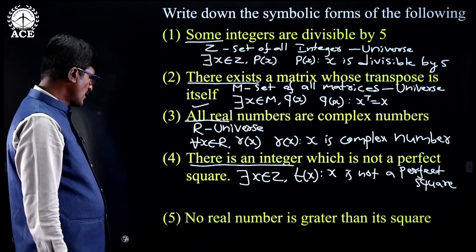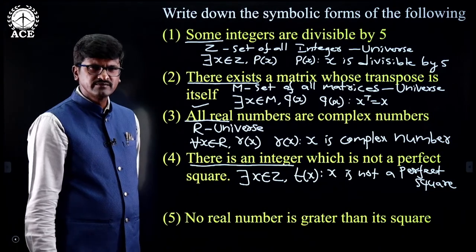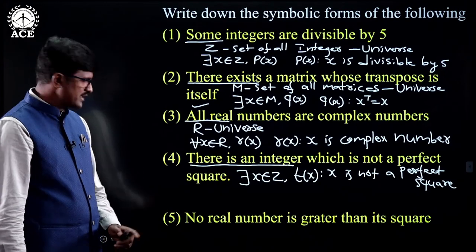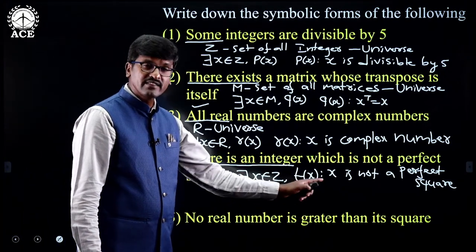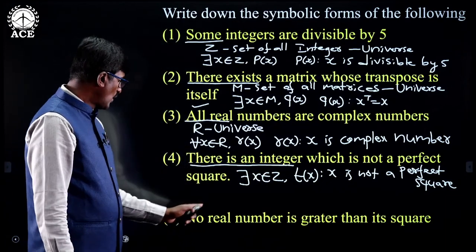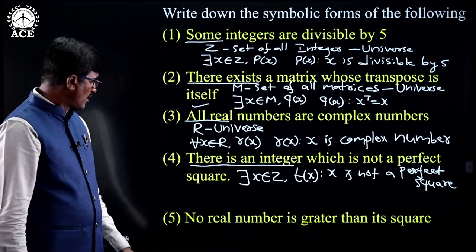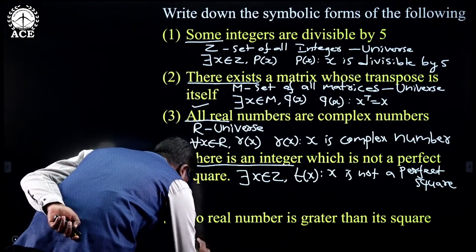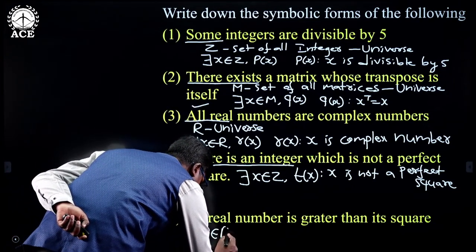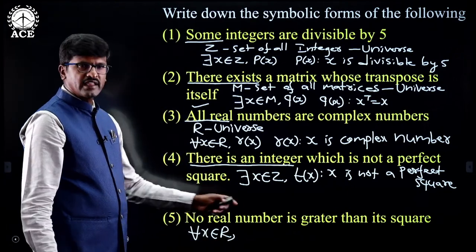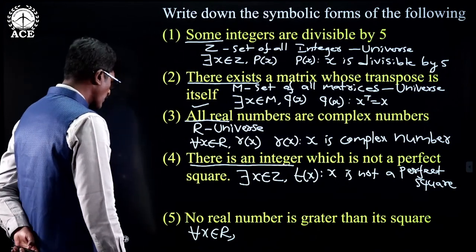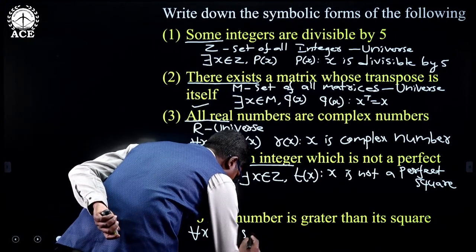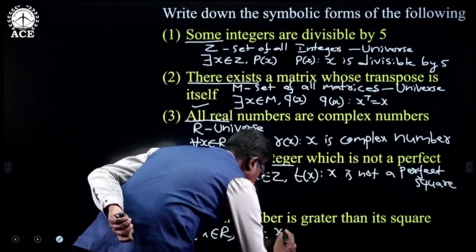And one more example: no real number is greater than its square. No real number is greater than its square is nothing but all real numbers are not greater than their squares. So here there is a universal quantifier: for all x belongs to R. What is the universe here? The set of all real numbers. For all x belongs to R, x is not greater than its square. So this is S of x. What is S of x? x is not greater than x square.